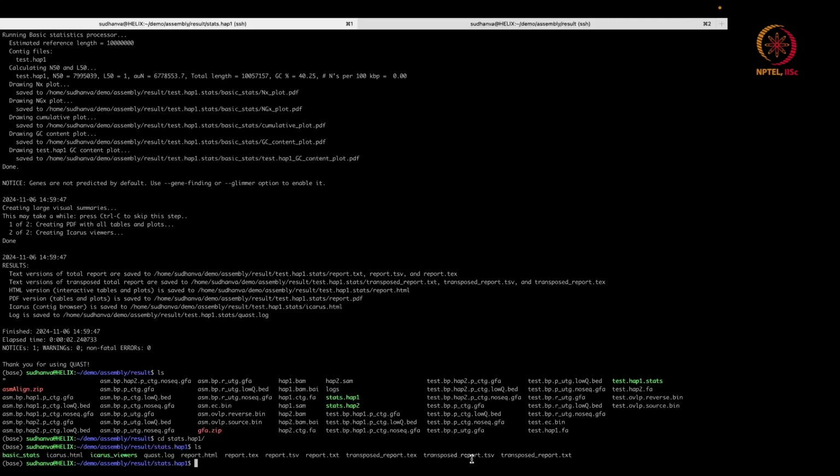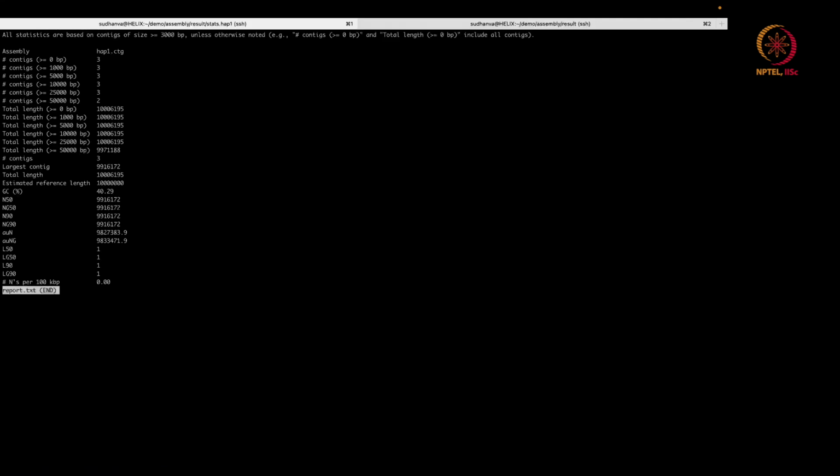We will look at the stats generated for the previous assembly, the assembly that I have pre-generated. So, QUAST generates these files as an output. We can look at the report.txt file to see what output QUAST has generated. You can see that there are 3 contigs over here in total. The total length is 10,006,195. The number of contigs again is 3. The length of the longest contig is 9.9 million, and the N50 is 9.9 million. The NG50 is also 9.9 million.